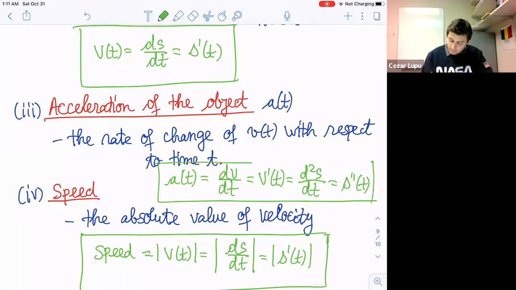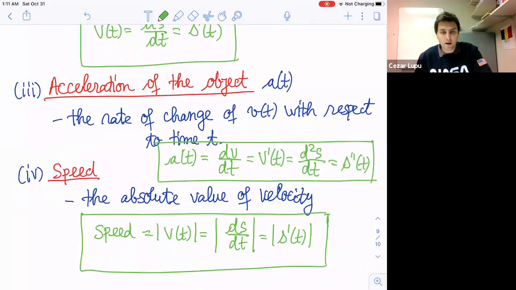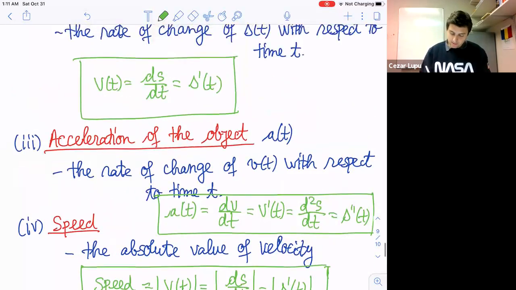Okay, that's beautiful. This is what you need to know. The velocity is the derivative of the position. The acceleration is the derivative of the velocity, or the second derivative of the position of the object. Keep in mind that the position of the object is a function of time t. And of course, the speed will be the absolute value of the velocity, the absolute value of s prime.